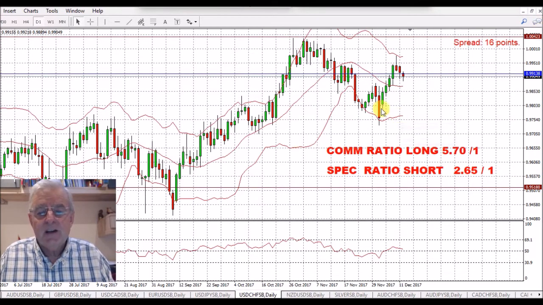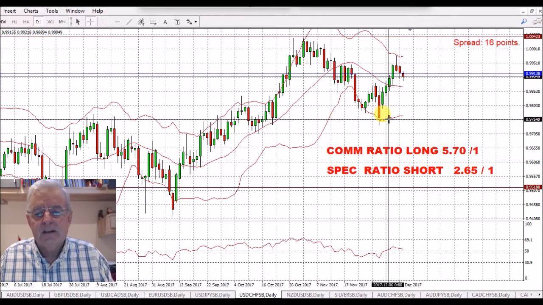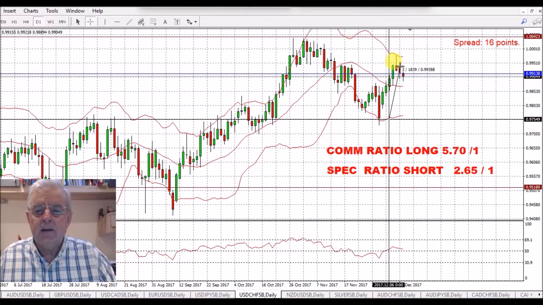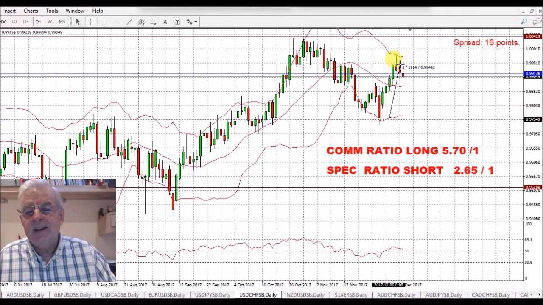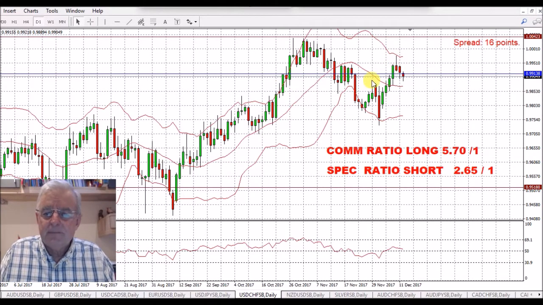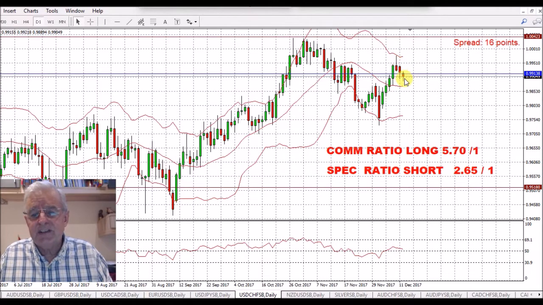USD Swiss franc, we've had a nice little pullback. I don't know how many pips that was, but it does look like we're going to get a bit of weakness now. It was more or less 200 pips. We have started to come back down.